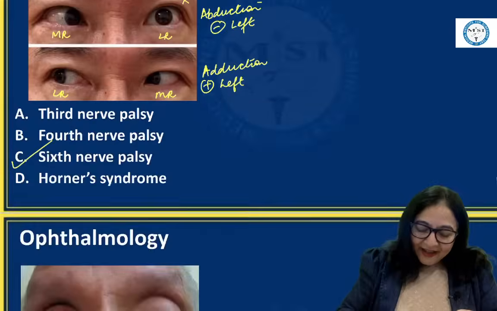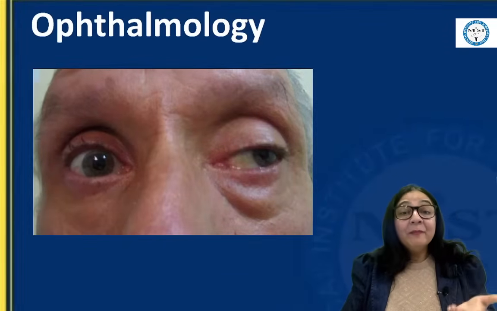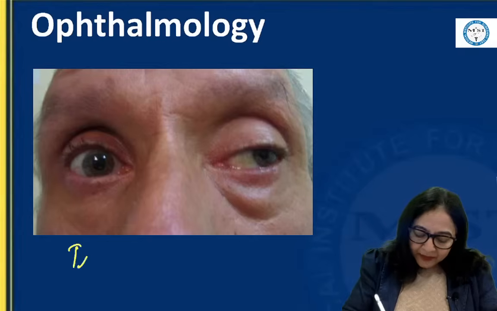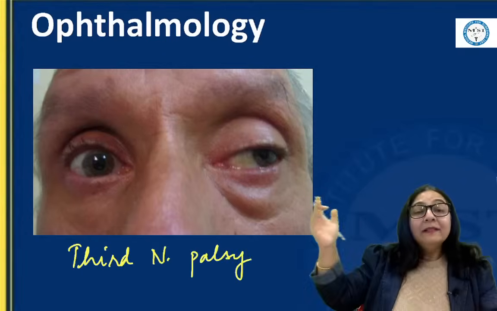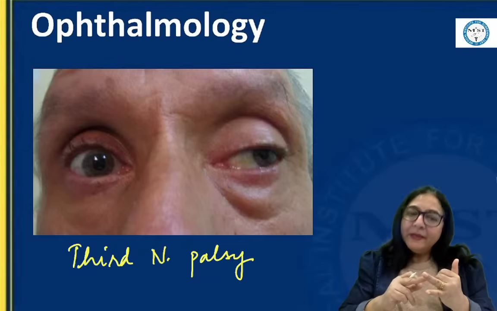Now, in your last exam, there was a question based upon the third nerve palsy. It's very easy to diagnose a case of third nerve palsy because the third nerve supplies all the muscles except for lateral rectus and superior oblique.